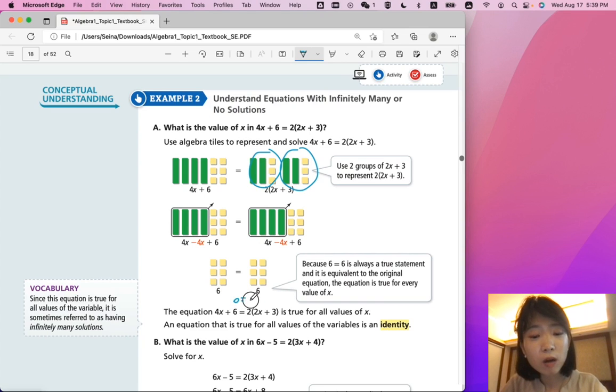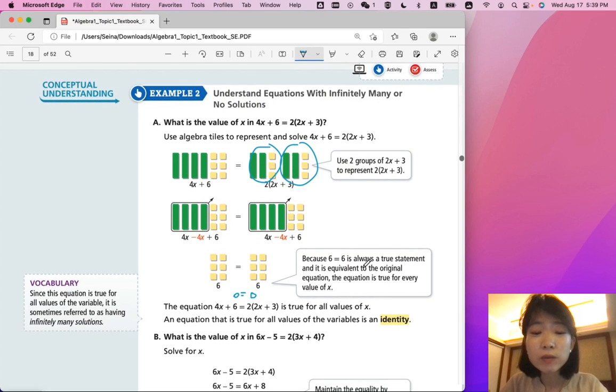So is it all true for all values of x? An equation that is true for all values of the variables is an identity. So in this case, you do not have an answer for x. X could work in all numbers. So x could be any number. This is called an identity.